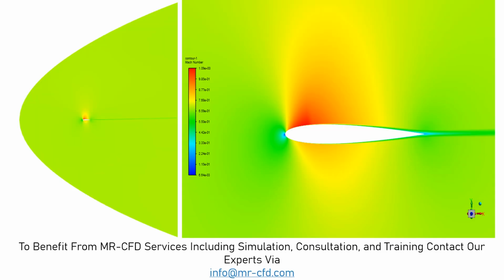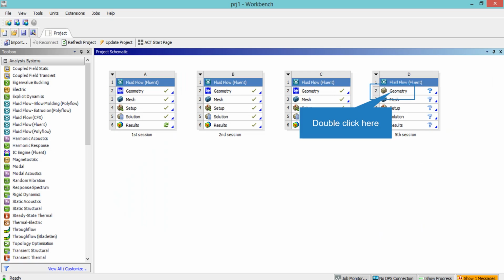In this project, we will simulate the compressible flow over an airfoil in 3 dimensions. Now, as you know, the first step is to click on a fluid flow block and then drag it into the blank space inside Workbench software and then double click on Geometry section.